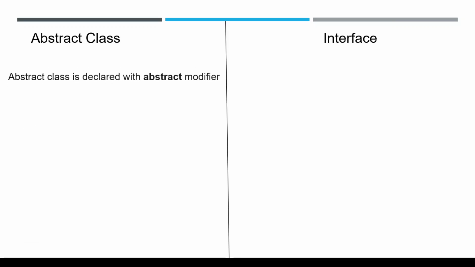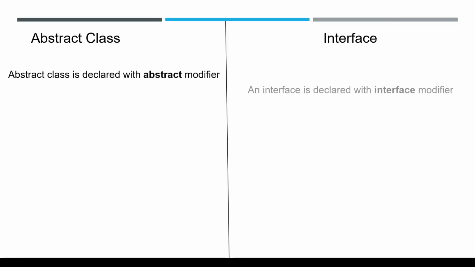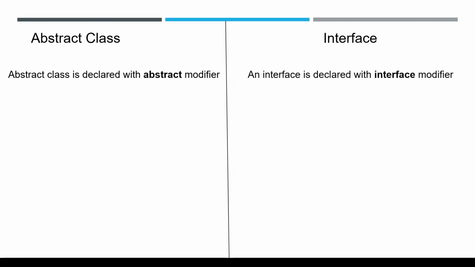The first difference between the abstract class and the interface is that the abstract class is declared with the abstract modifier and an interface is declared with the interface modifier. The abstract and the interface are the two keywords in C# which are used to declare the abstract class and the interface. Let's switch to Visual Studio.